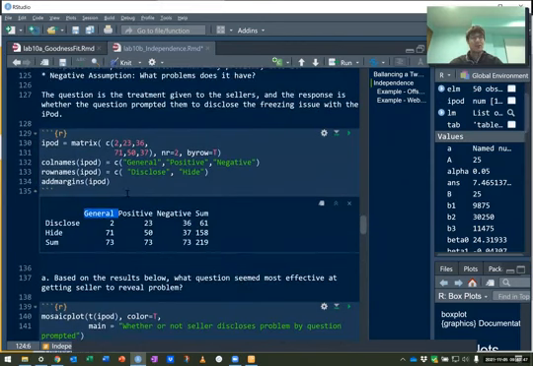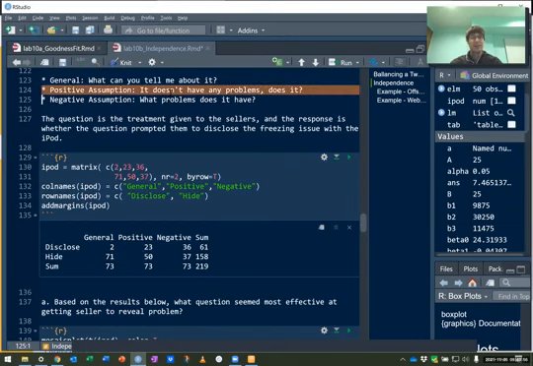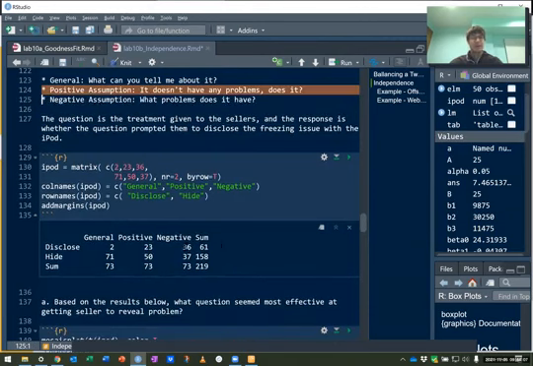So here's the actual data. Of the people who asked the general question, what can you tell me about it, 2 disclosed and 71 hid it. For the people that asked, does it have any problems, 23 disclosed and 50 hid it. And for the negative question, 36 disclosed the problem and 37 hid it. So the question is, does it matter? Does the question change how the seller is going to respond?